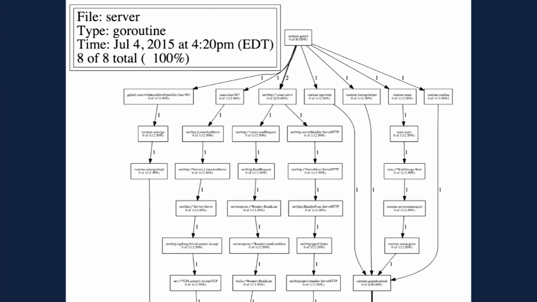This is a simple example. Once your server gets bigger, you're going to have a lot more of these boxes. This is a cool SVG graphic that you can zoom in on and pan around in your browser. So you're going to track things down. You're going to find out exactly how these goroutines were spawned.